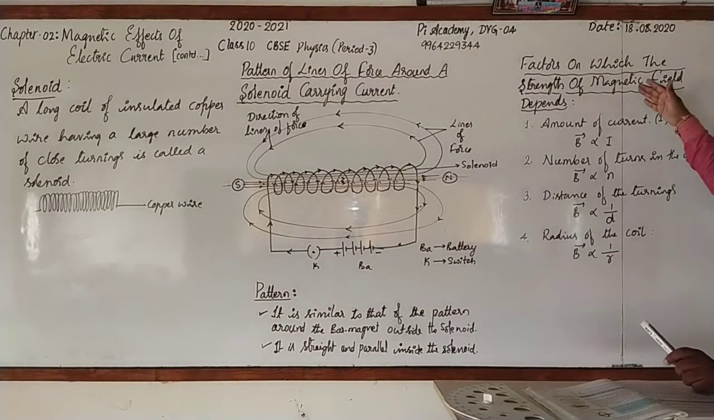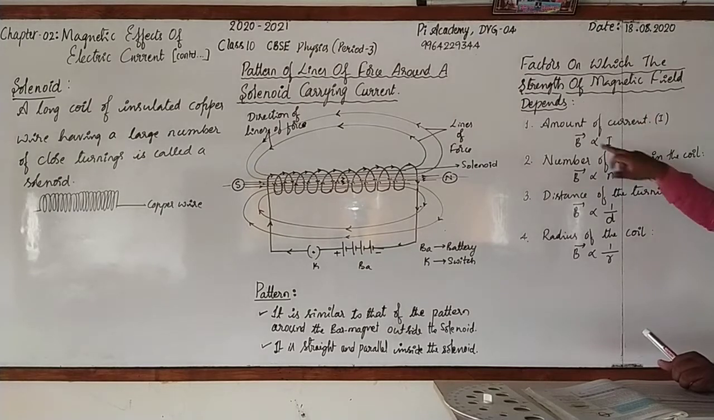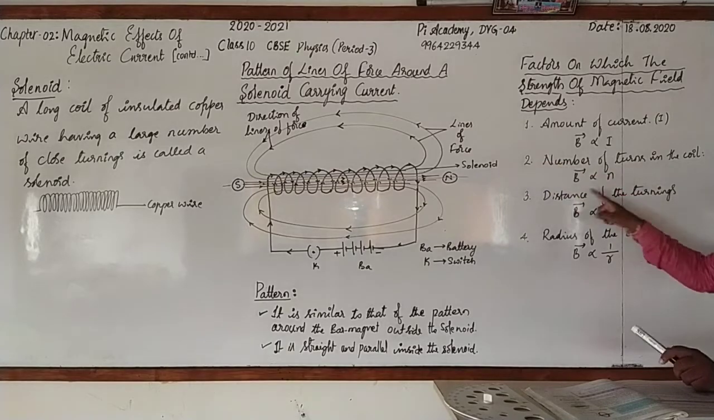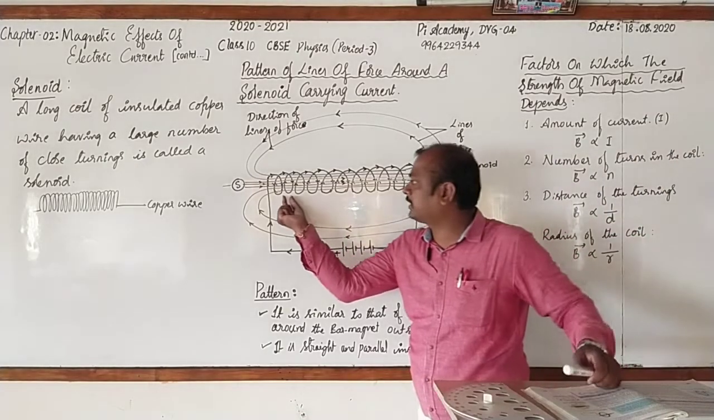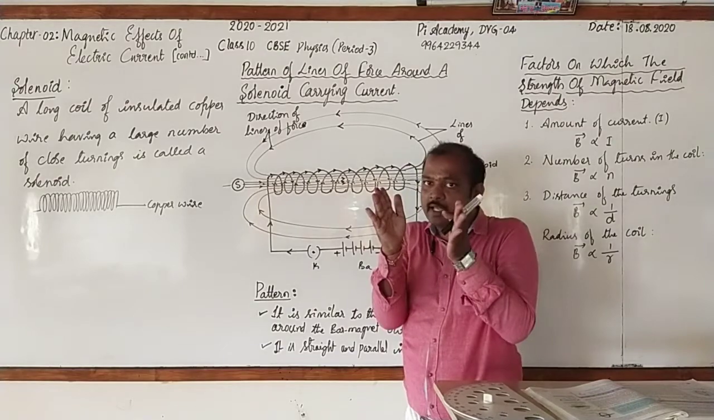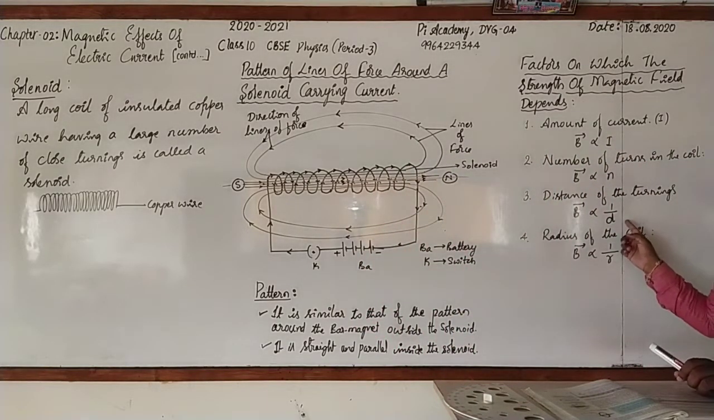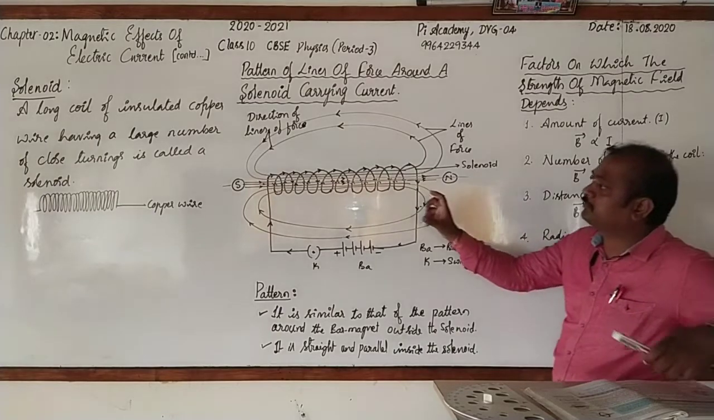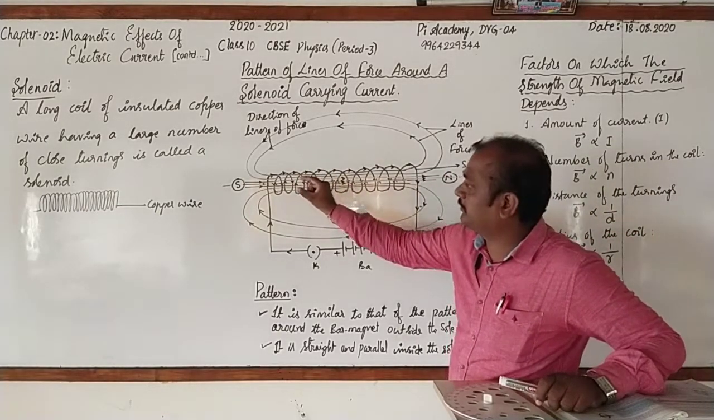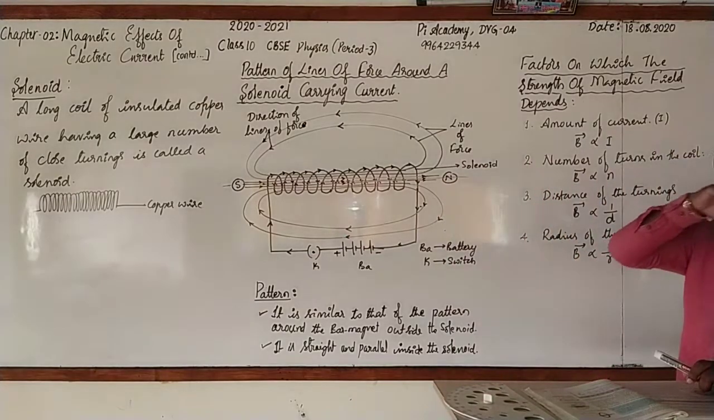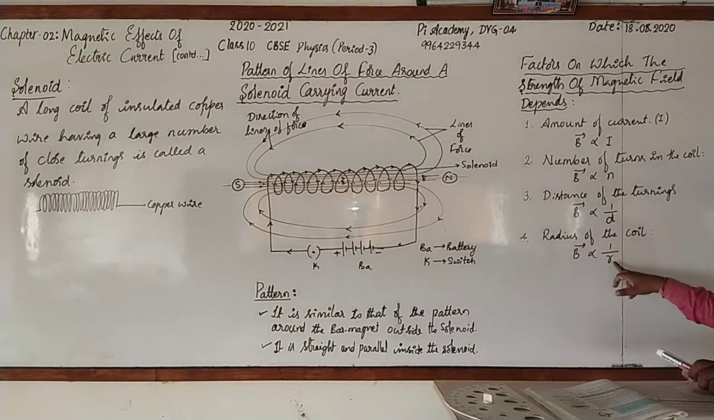Then here I have written the factors on which the strength of the magnetic field depends. One is the amount of current, second is the number of turns in the coil, and the distance of the turnings, nothing but the air gap between the turnings. If the air gap decreases, then field strength increases, so it is inversely proportional. Similarly, if the radius of the coil or each turn decreases, the field strength increases. Hence B is inversely proportional to R. Clear? Yes, please go for copying this.